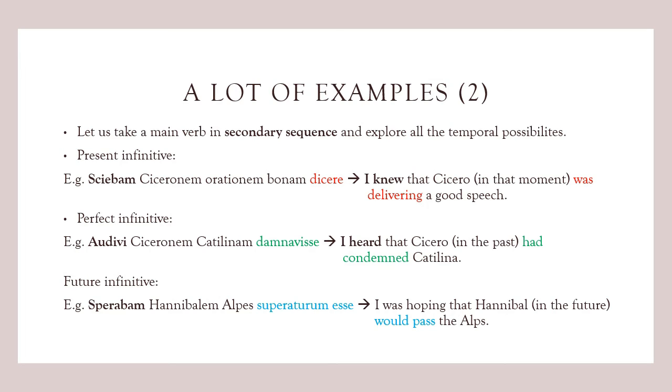Let's take an example with the future infinitive. Speramam Hannibalem Alpes superaturum esse. So this means that the action of Hannibal surpassing the Alps takes place after me hoping that. So I was hoping that Hannibal in the future would pass the Alps. So recognizing the tense of the infinitive is very important because it tells you the temporal relationship between the verb of the main clause and the verb of the subordinate clause, and basically also tells you how you should translate that in English.